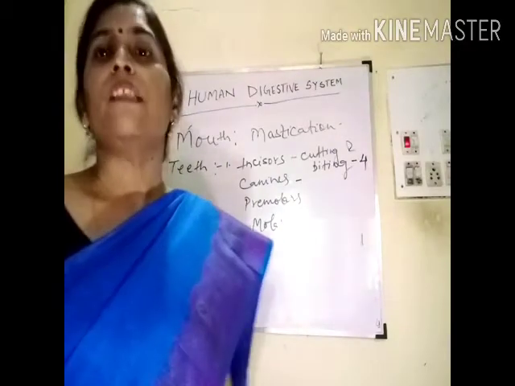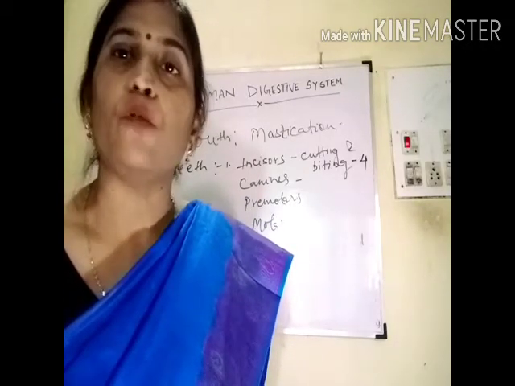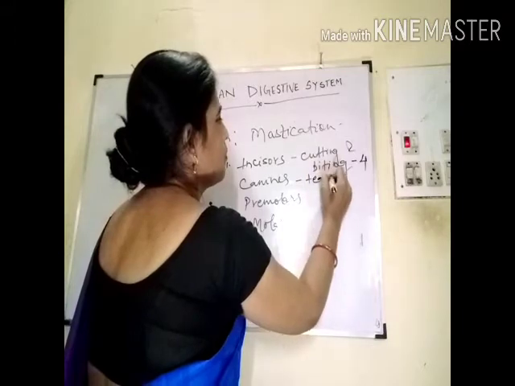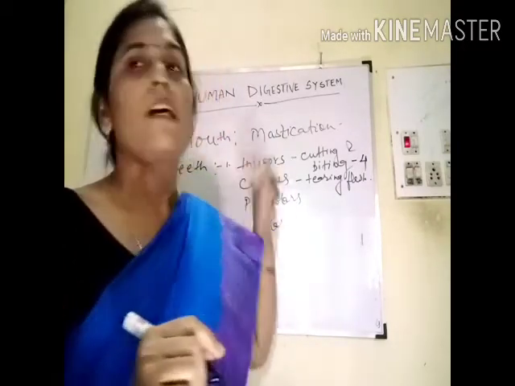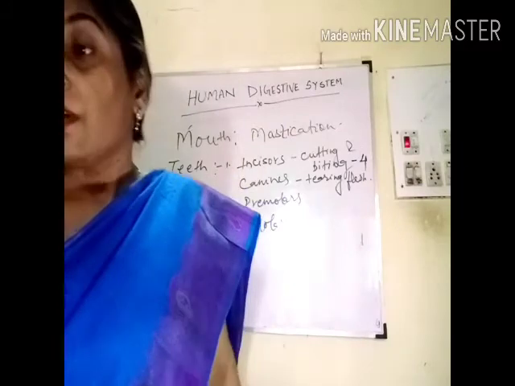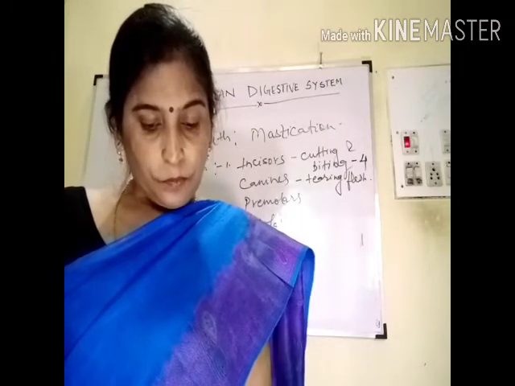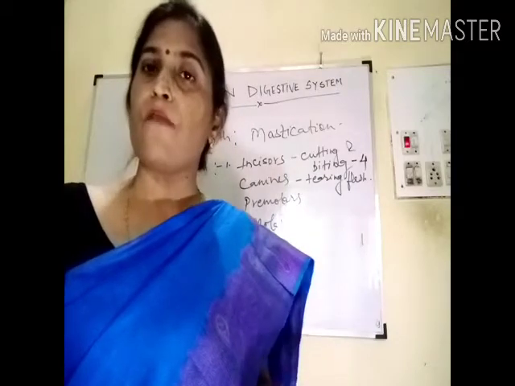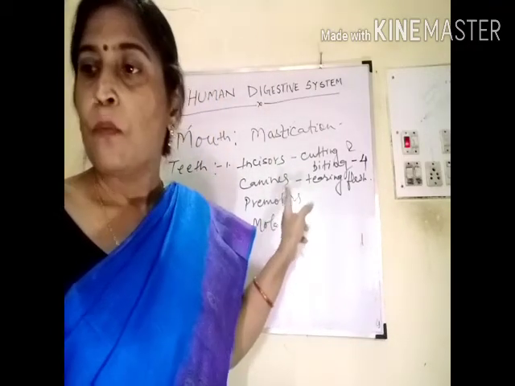Now canines, they are pointed teeth used for tearing flesh, and they are two in number in each jaw. These canines are well developed in the carnivores, and incisors are well developed in the herbivores. Premolars are for grinding the food. Both the premolars and molars have the same function, grinding and crushing the food. The only difference is that molars are a little bit larger than premolars.